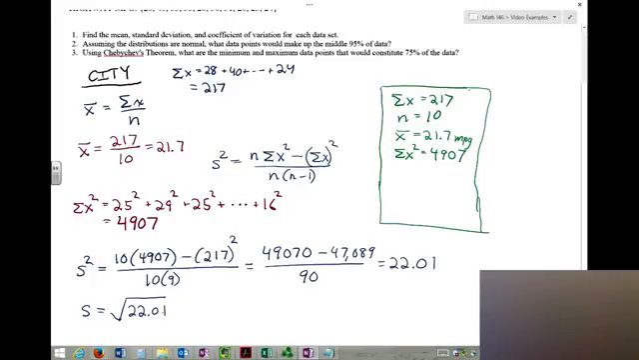And we take that number and we get 4.69.